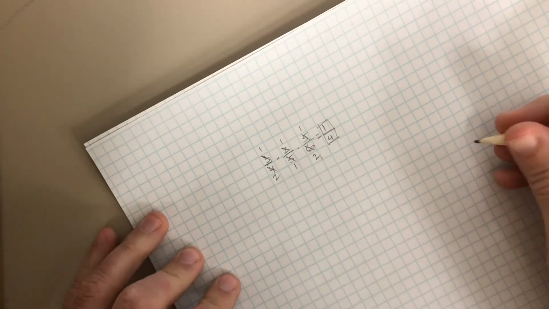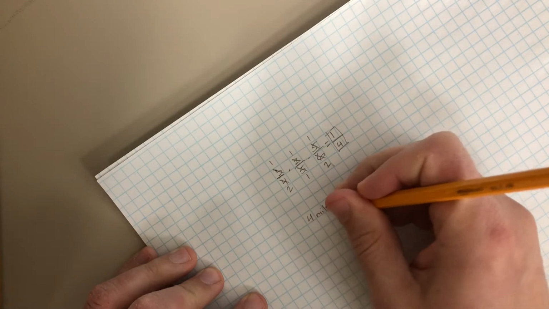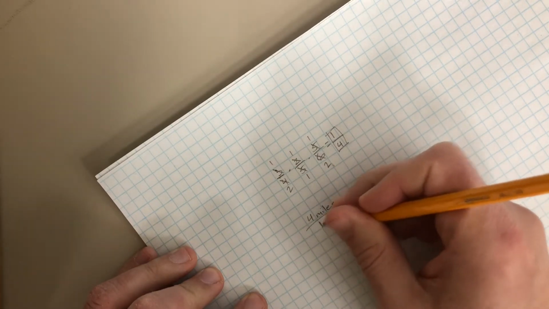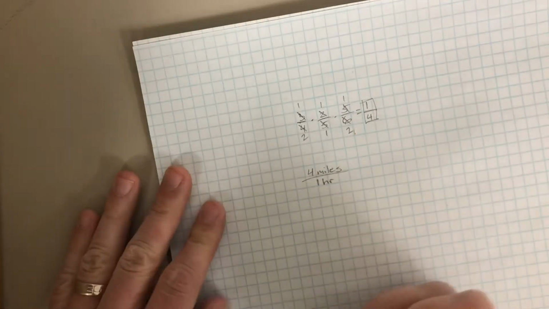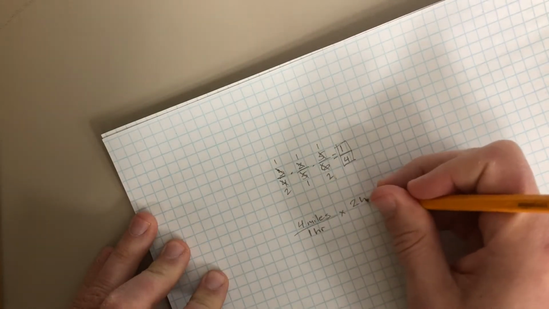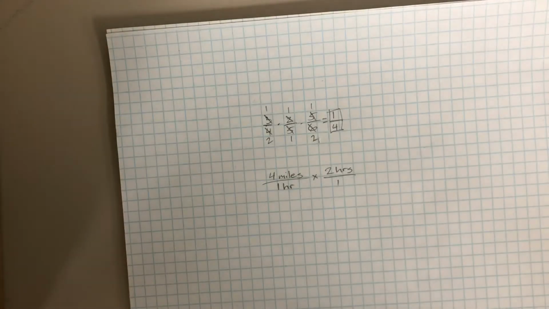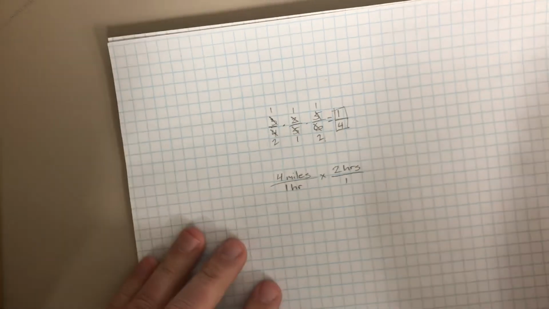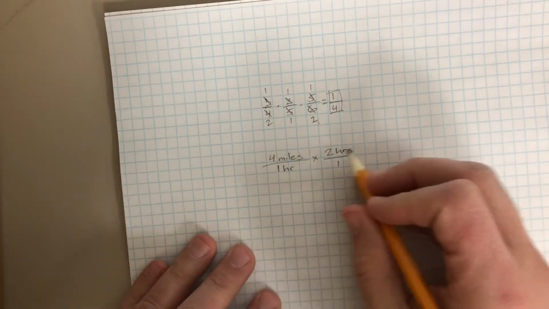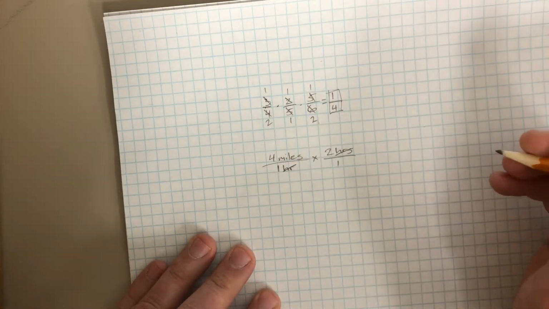Now, what we're going to be working on today is canceling units. So for instance, if I was going for a walk and I was traveling at 4 miles per hour, so 4 miles in every 1 hour, and I was walking for 2 hours, 2 hours over 1, how far did I travel? Well, in this case, I'm not canceling these things. I'm canceling the hours with the hours, okay?